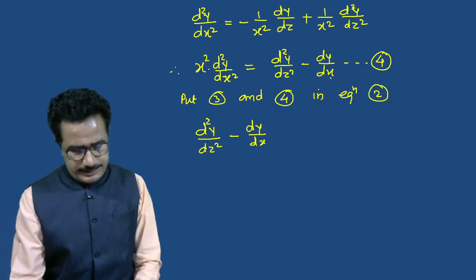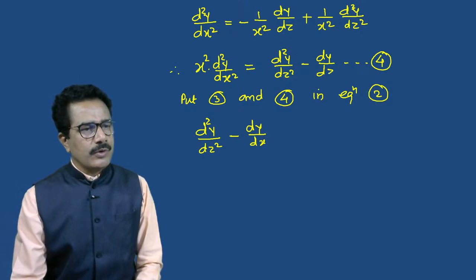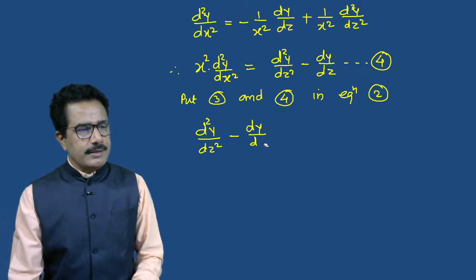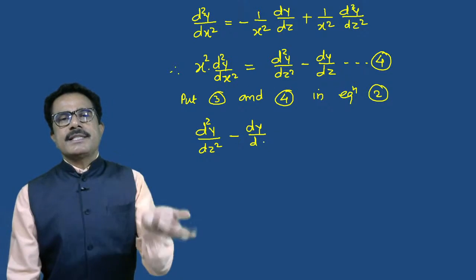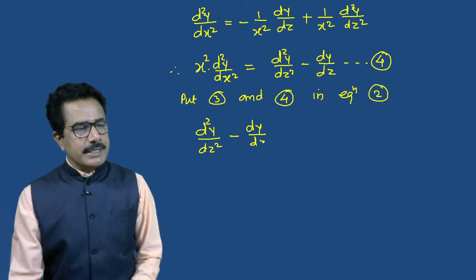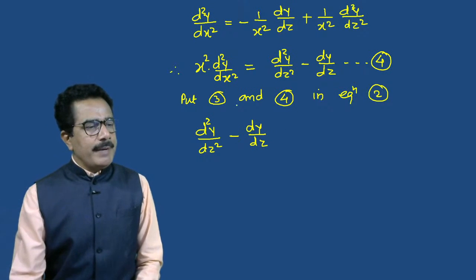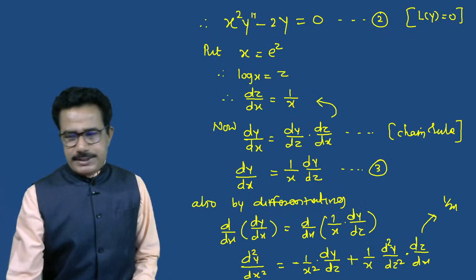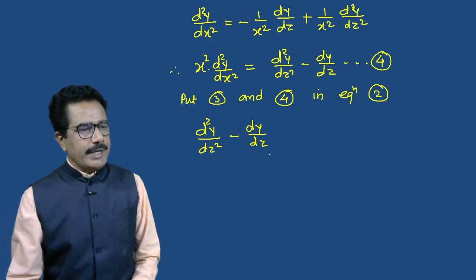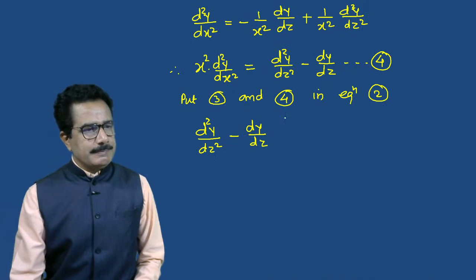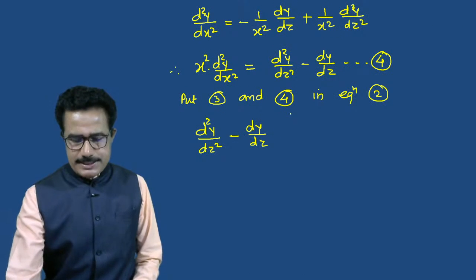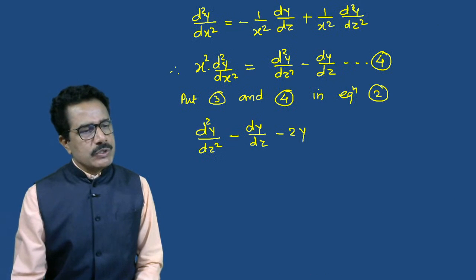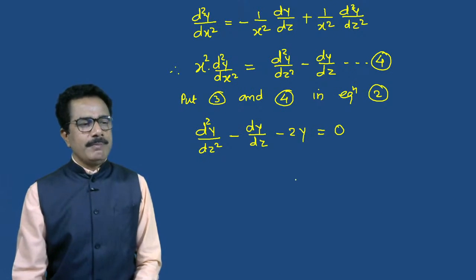See this, this is a dz. Am I going wrong here? Tell me if I am going wrong. While writing, many times x gets written in place of z, so keep telling me. So we have replaced this x square into y double dash by this, okay, minus, plus, next we have to write minus 2y which is equals to 0.